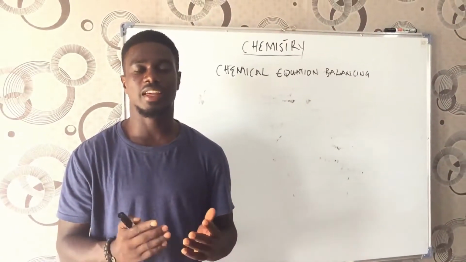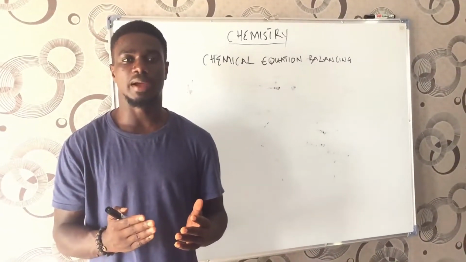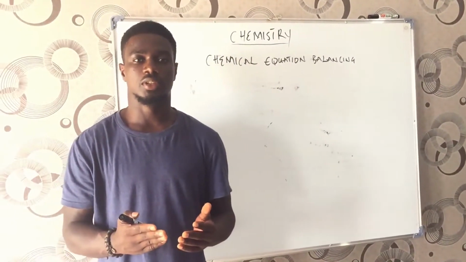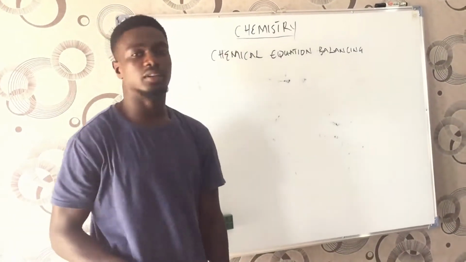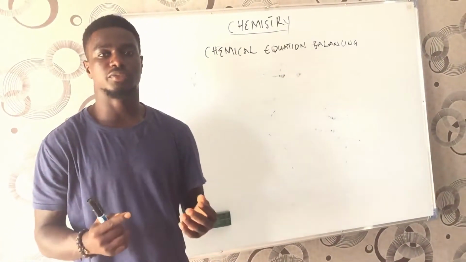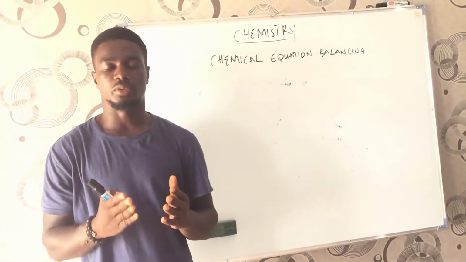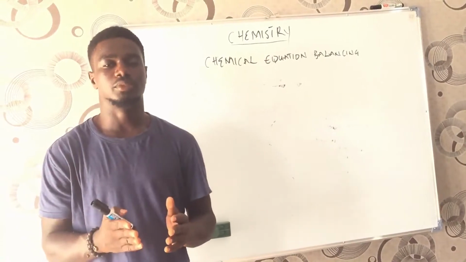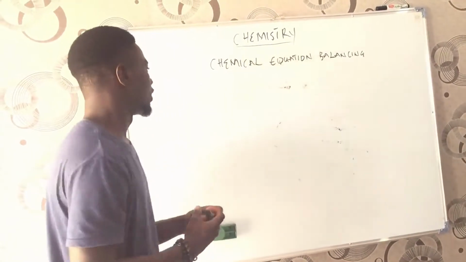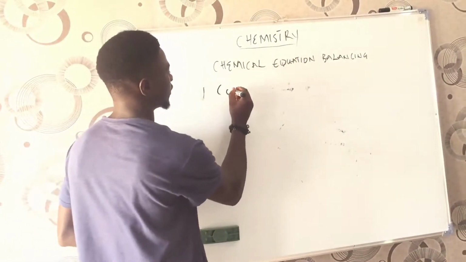As we all know, every element in life is bound together by a force of attraction. Now, we are going to be treating balancing of chemical equations. First, to balance a chemical equation, we have rules that govern the process. One, which is the law of conservation of mass.